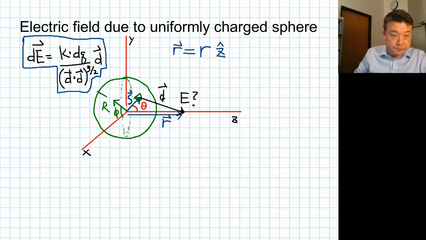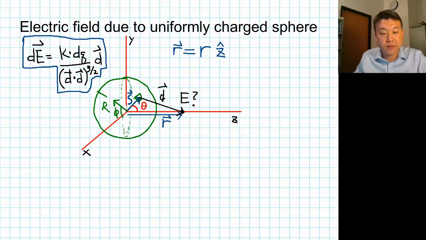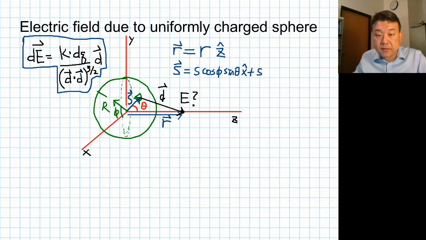When you do, this is the expression that you get for this vector S. It's the same expression that you saw last time, except with the length S. For the x component, S cosine phi times sine theta x hat, plus for the y component S sine phi times sine theta y hat, plus for the z component S cosine theta z hat. All right, we're almost there.